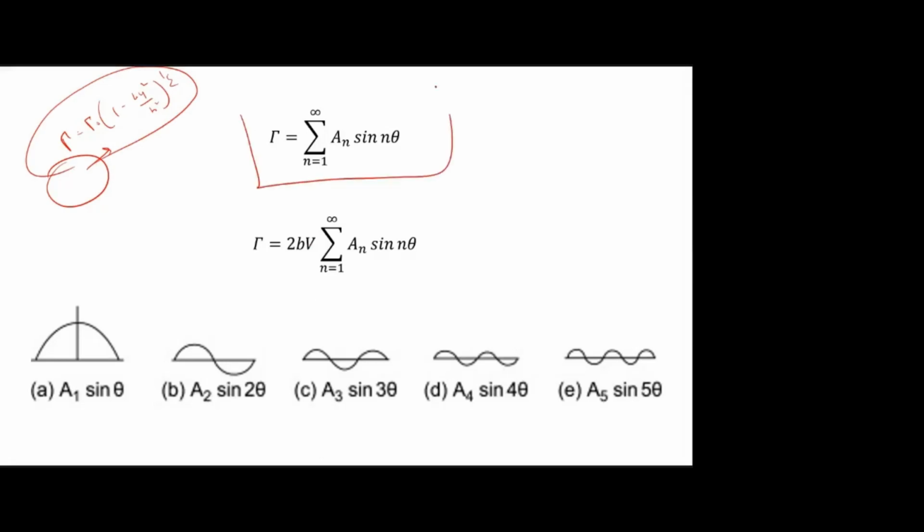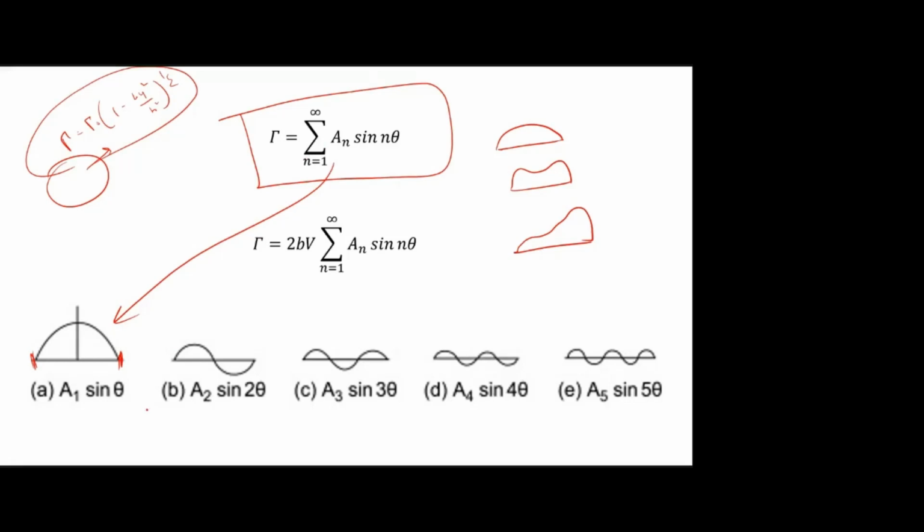For general lift distribution, general means it has to satisfy elliptical, symmetrical or asymmetrical, everything. So initially they have taken the Fourier sine series. The main reason is you can take all the harmonics, so it satisfies the end conditions. If you take a1 sine theta, a2 sine theta and draw the wave diagram for all these harmonics, odd and even, all satisfy the end condition, that is at the end the circulation is zero.